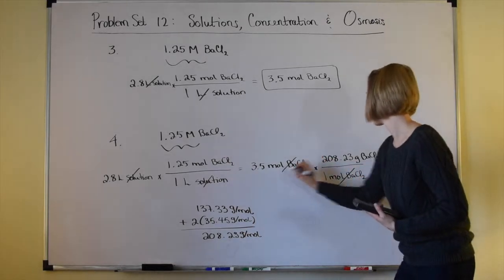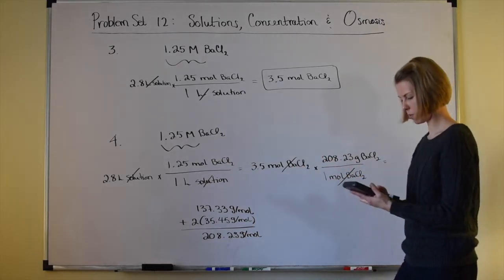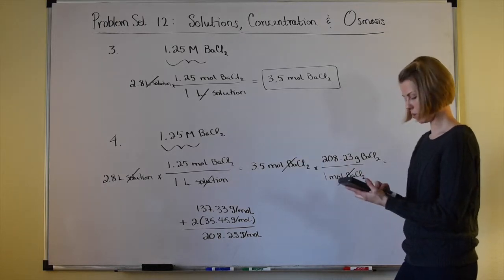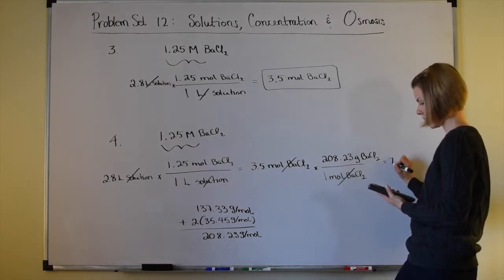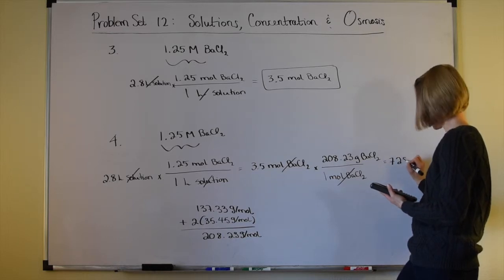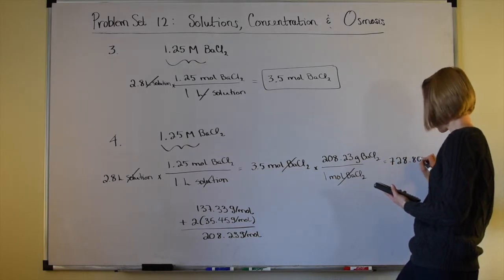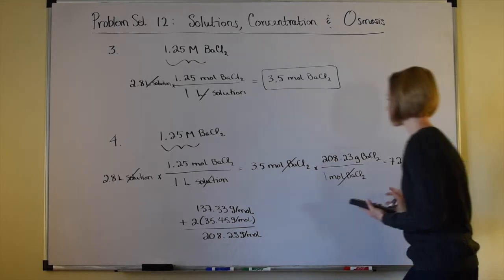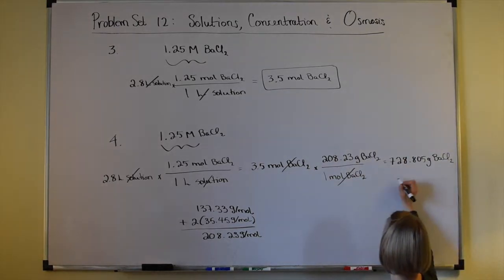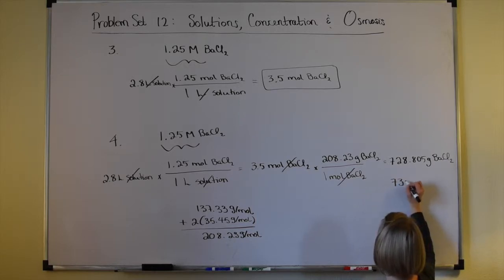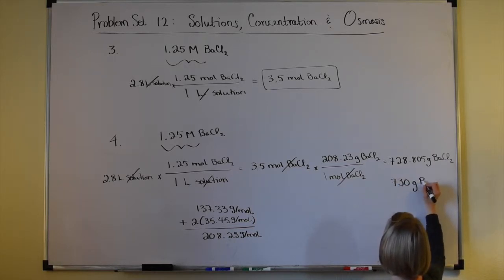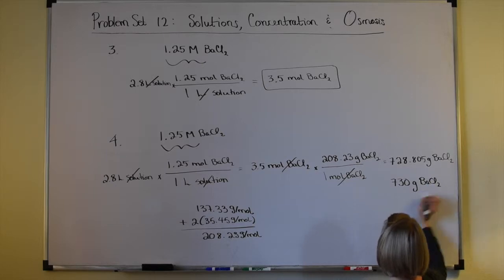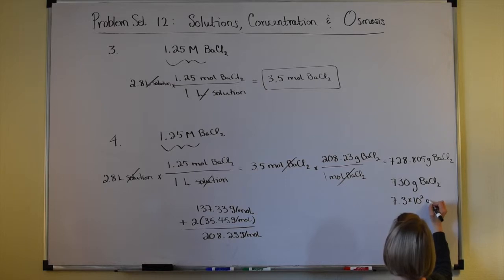So I'm going to multiply by the 3.5, and I get 728.805 grams of barium chloride. And I'm going to go ahead and round that off to 730 grams of barium chloride, okay, or 7.3 times 10 to the 2, if you want exponential notation.